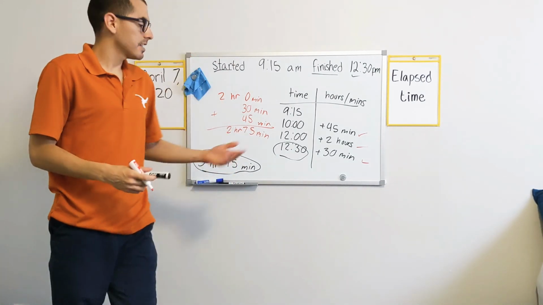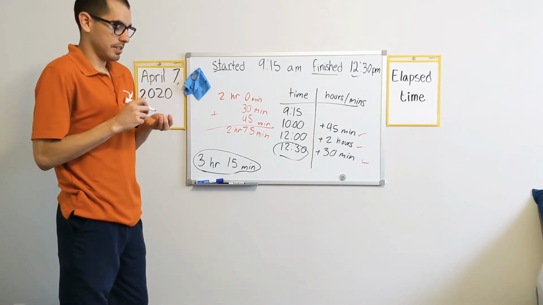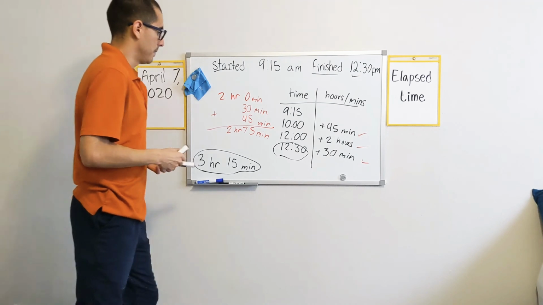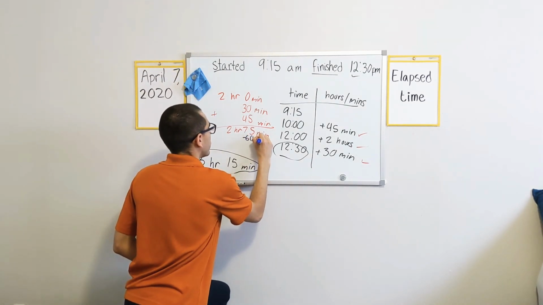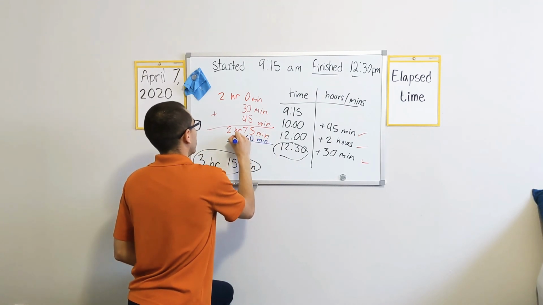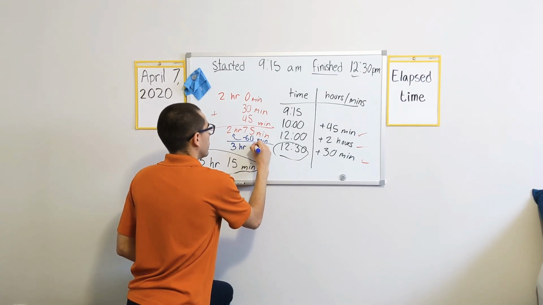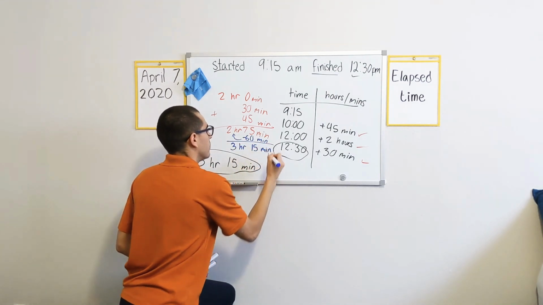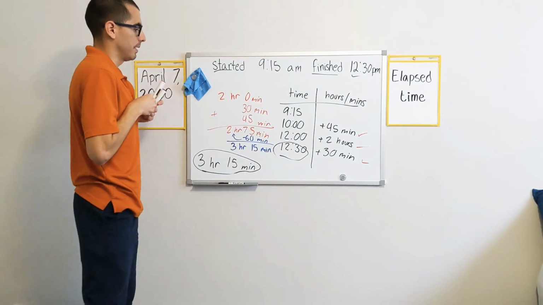Again, if you were doing this on a test, you would not see that. But again, I know that 1 hour has 60 minutes. So I can take 60 minutes away from here, and that would add 1 more hour here. So that means I would get 3 hours and whatever's left right here, which is 15 minutes. So again, you get the exact same answer. It's just a different way to do it.